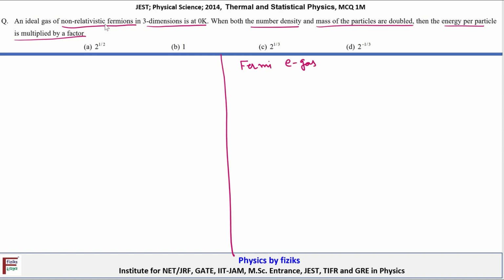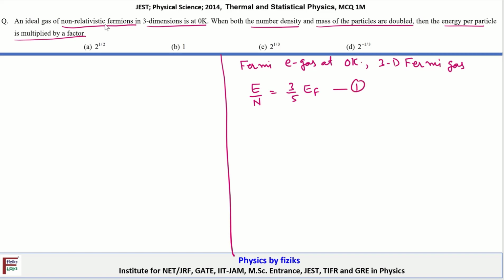a Fermi electron gas at 0 Kelvin. So that means it's basically a degenerate electron gas. So as we learned in the course, for the 3D Fermi gas, the average energy per particle is equal to 3/5 of the Fermi energy. This is one of the standard results that you must remember.